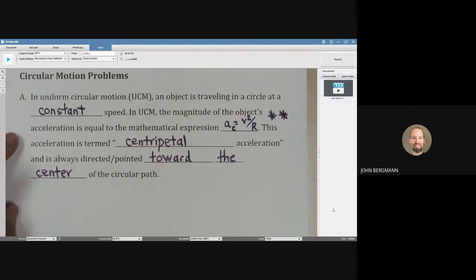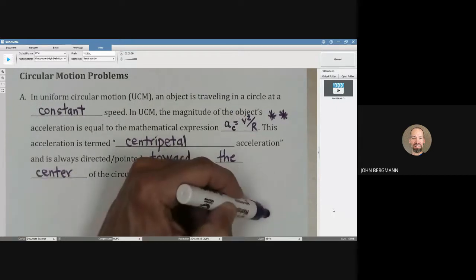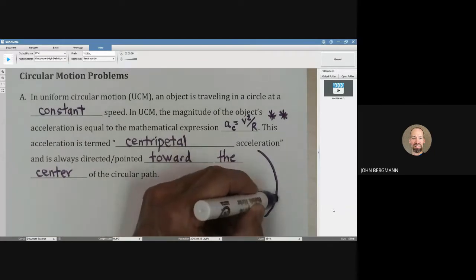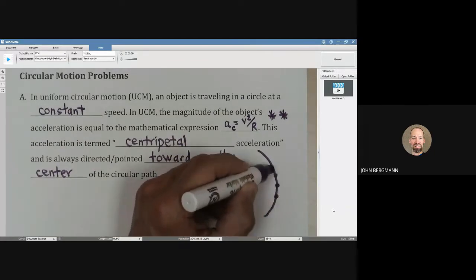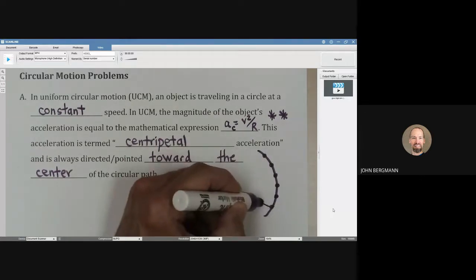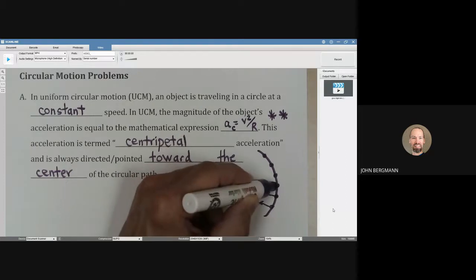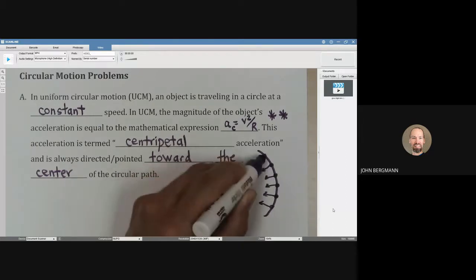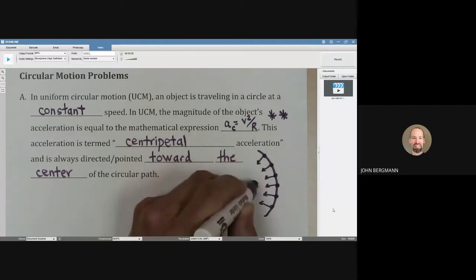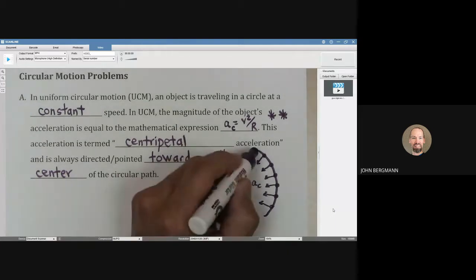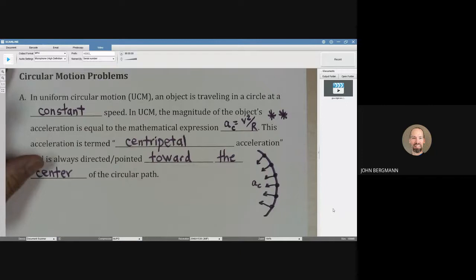In terms of a quick picture, if an object is traveling in a curved path like that, when the object is right there, and there, and there, the acceleration vector points towards the center, and it is always at right angles to the velocity. There are your acceleration vectors, centripetal acceleration, always towards the center and perpendicular to the velocity.